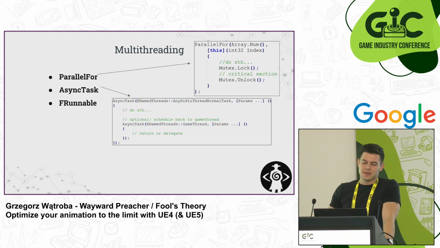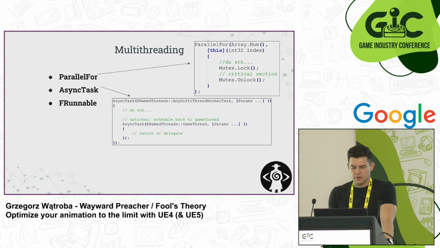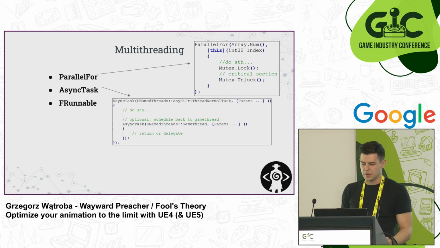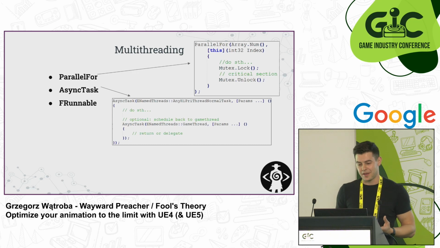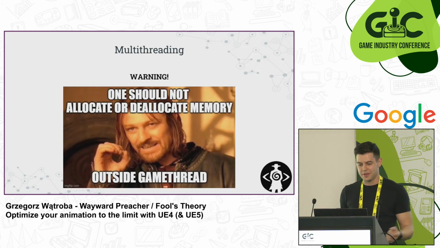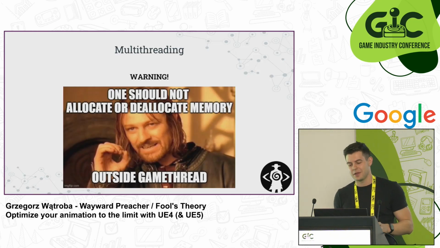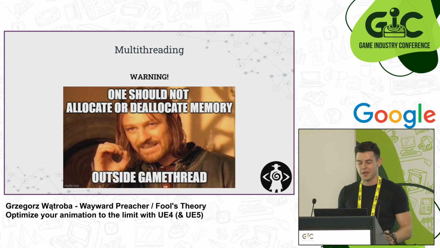Async task is more like a fire-and-forget multi-threaded solution. We do not necessarily control the entire process, but we can delegate feedback data to the main thread at the end. And FRunnable is the most complex solution to control the entire multi-threaded process. And why am I talking about it? Because pathfinding is heavy. So remember, do not meddle carelessly within memory on threads different than main.